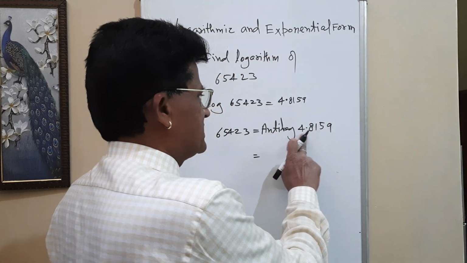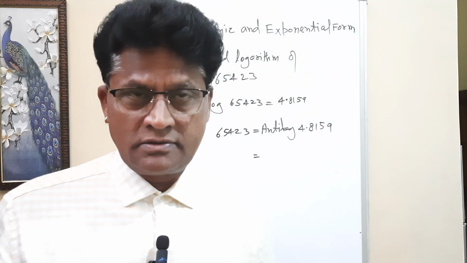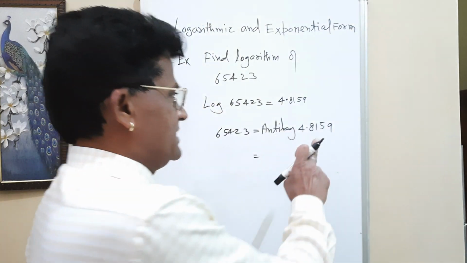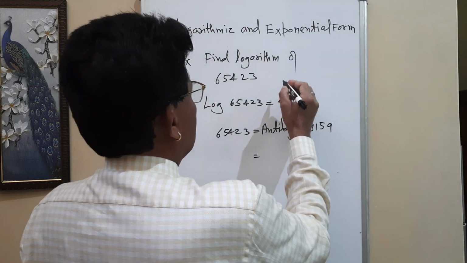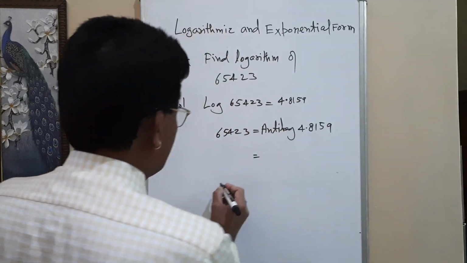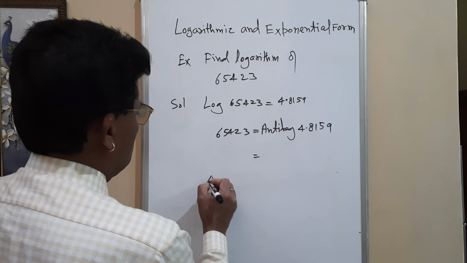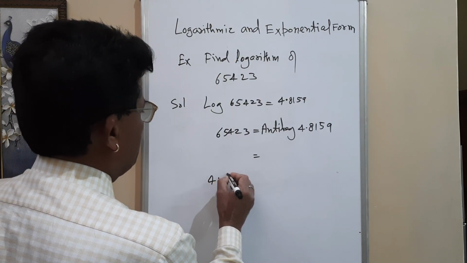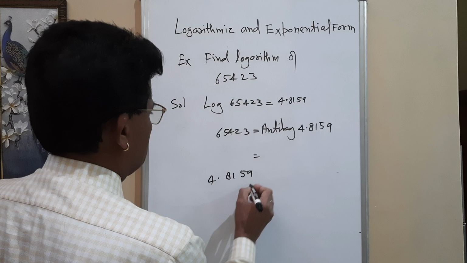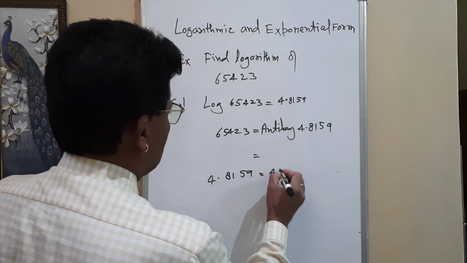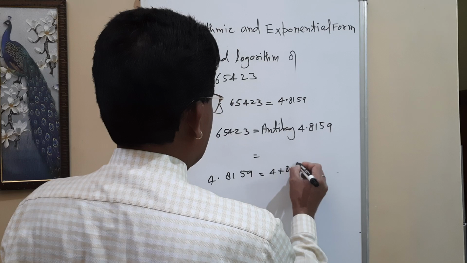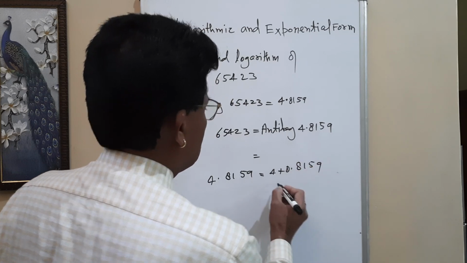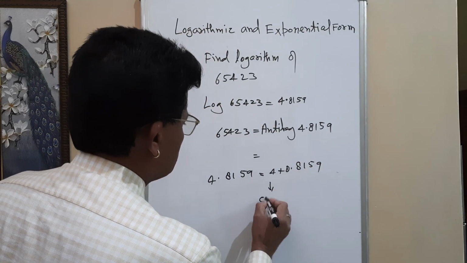You see, before the decimal, it is what? 4. That is the characteristic, and this is the mantissa. Let me take. This is the characteristic. देखिए, इसमें अलग अलग लिख देता हूं मैं. 4.8159 will be equal to 4 plus 0.8159.